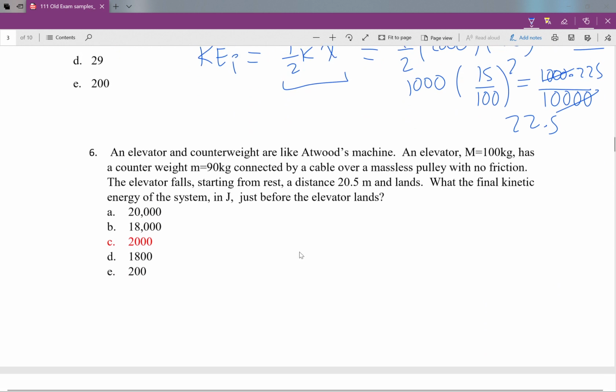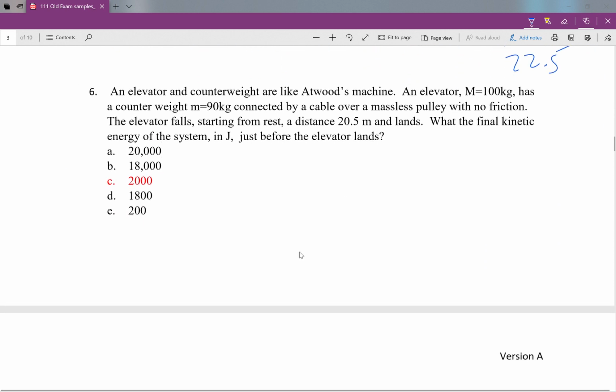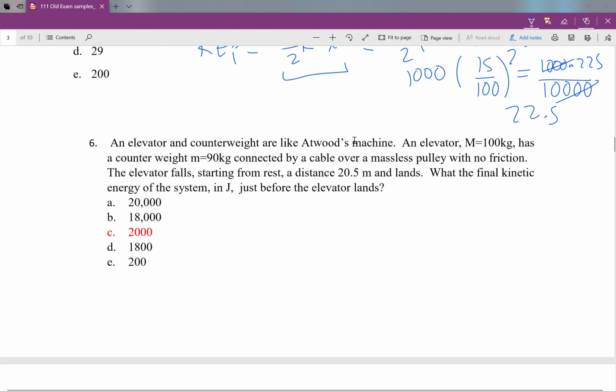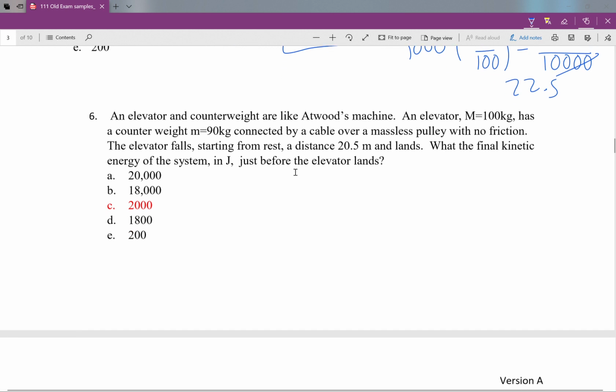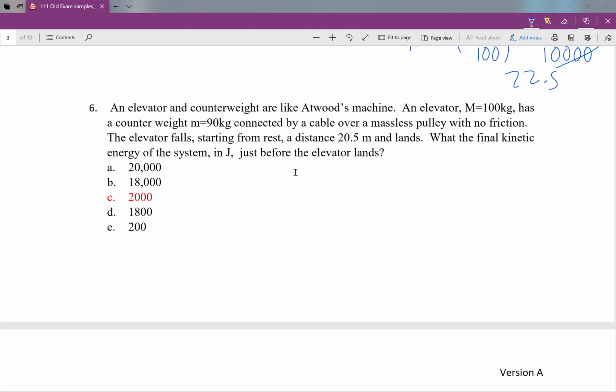Okay, an elevator and counterweight are like Atwood's machine. An elevator mass equals 100 kilograms has a counterweight m equals 90 kilograms, connected by a cable over a massless pulley with no friction. The elevator falls starting from rest, a distance of 20.5 meters, and lands. What is the final kinetic energy of the system in joules just before the elevator lands?